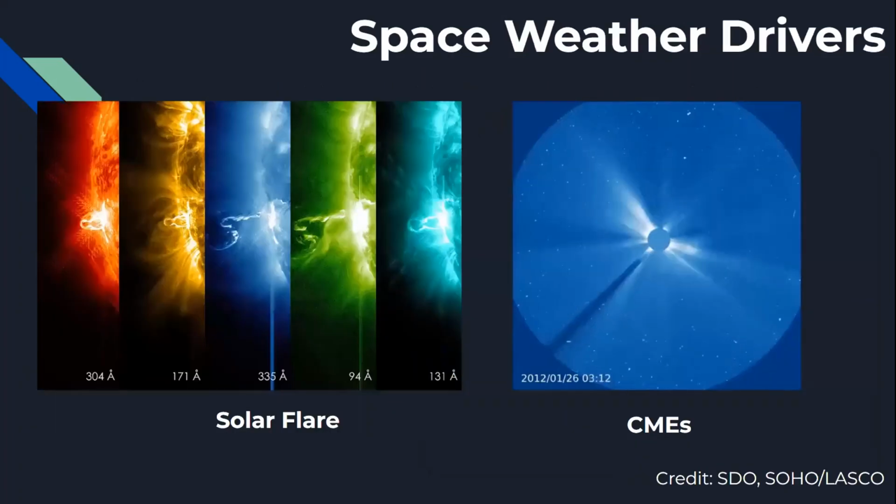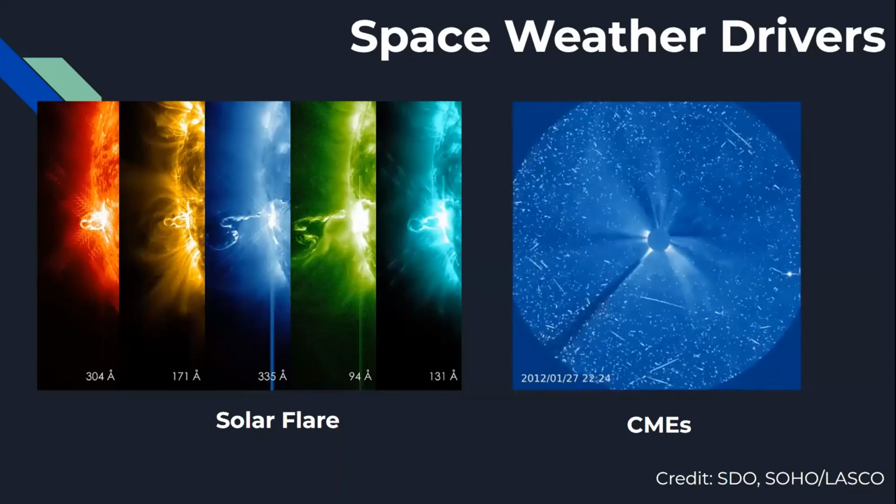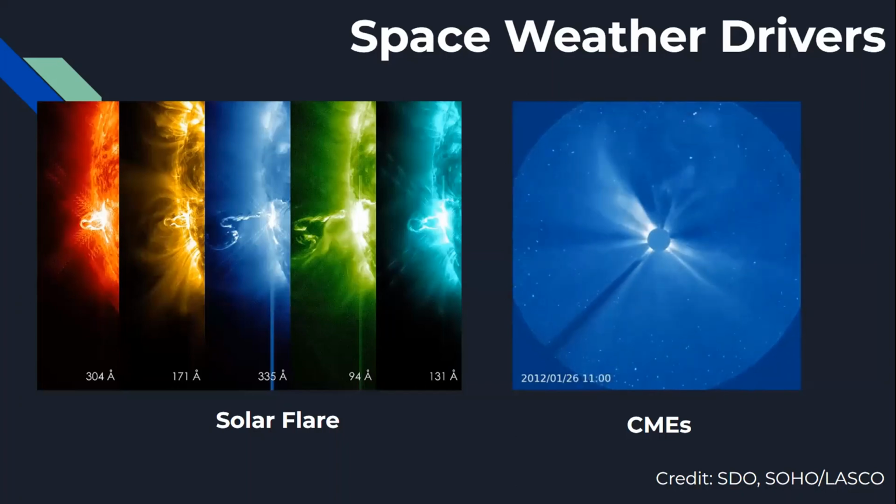So what are the main space weather drivers? On the sun's surface, we see solar flares. They can be seen in multiple wavelengths, and solar flares are one of the highly energetic phenomena which can appear on the sun's surface, and they can affect Earth as well. Another is CMEs, coronal mass ejections. There is plasma material going outward from the sun in the form of CMEs, and they can affect Earth as well.